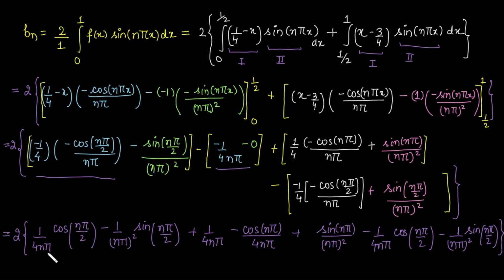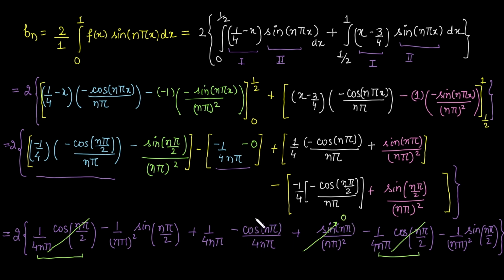Now observe that this term and this term are the same. One term is positive, another is negative. So we can cancel it out. Whereas sine n pi is 0. So this is also 0.